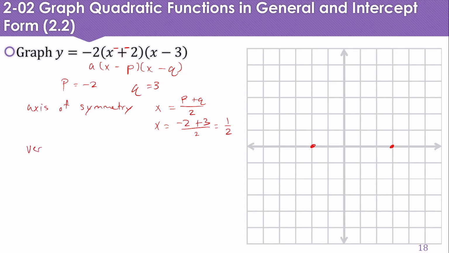Let's go ahead and finish that and get our vertex. So our vertex is the axis of symmetry, comma, what you get when you plug that in. So that would be 1/2. Oh wait, let's just plug this in. So -2, 1/2 plus 2, 1/2 minus 3. And you probably will want to use your calculator to help figure that one out. You get -25 over 2.